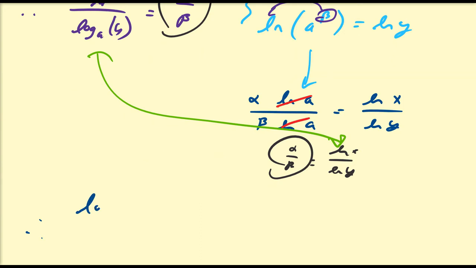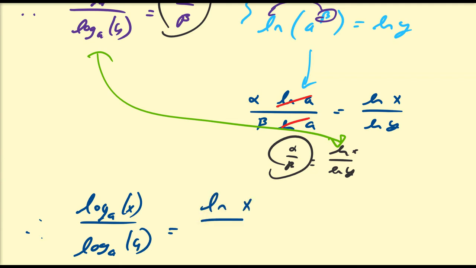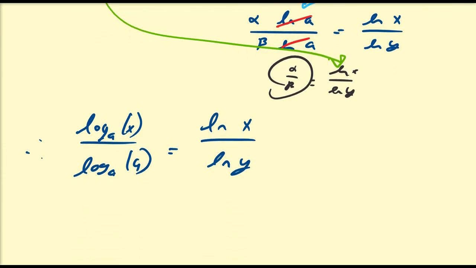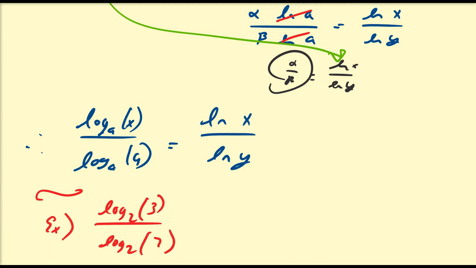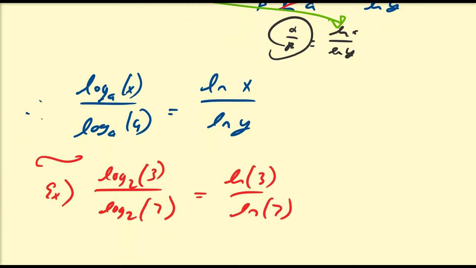So the log base a of x over the log base a of y is equal to the natural log of x over the natural log of y. You can write any quotient of logarithms as a quotient of natural logs, or pretty much any other log for that matter. For example, the log base 2 of 3 over the log base 2 of 7 is the same thing as the natural log of 3 over the natural log of 7. Those are equal values.